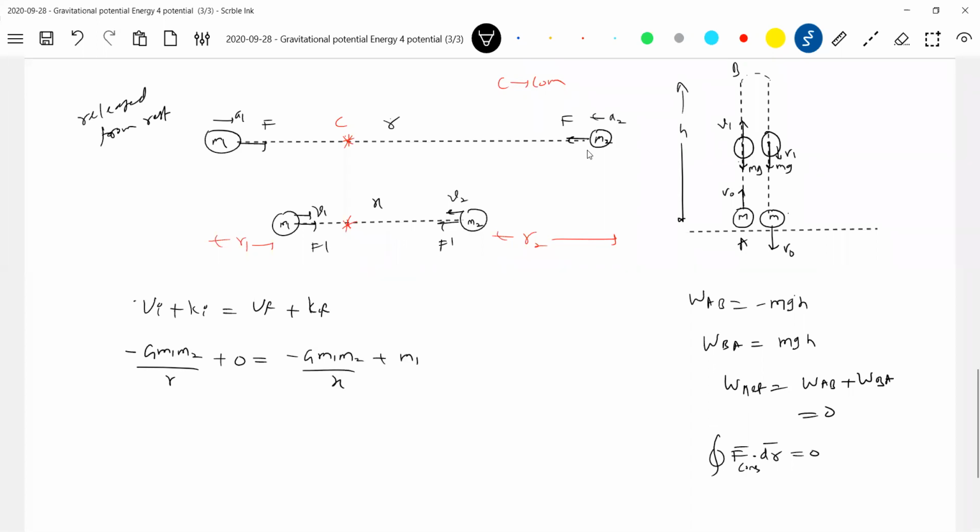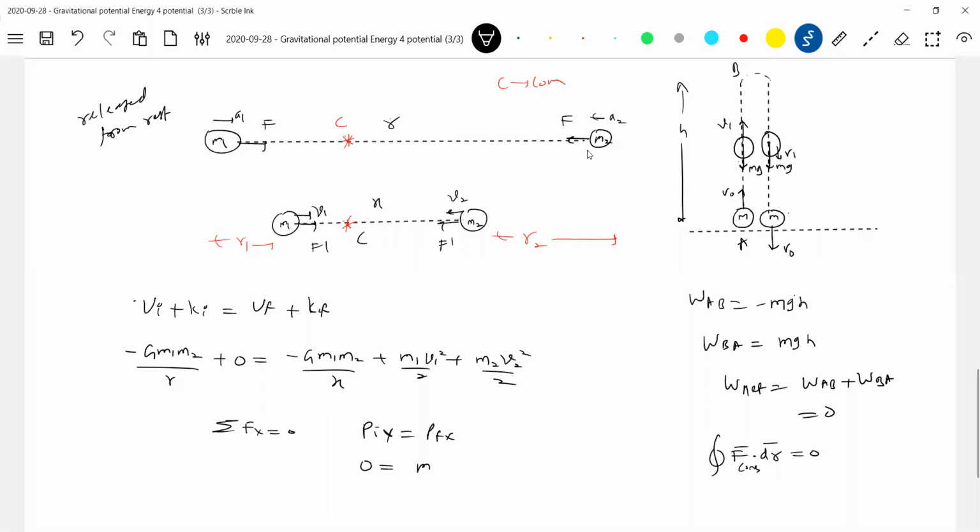x plus m1 v1 square. But how many unknowns are there? V1, V2, two unknowns are there. We need one more equation. What is the one more equation? I'll go for conservation of linear momentum because the center of mass will not shift. What is the net force acting on the system? It is 0. So therefore initial momentum equals final momentum.